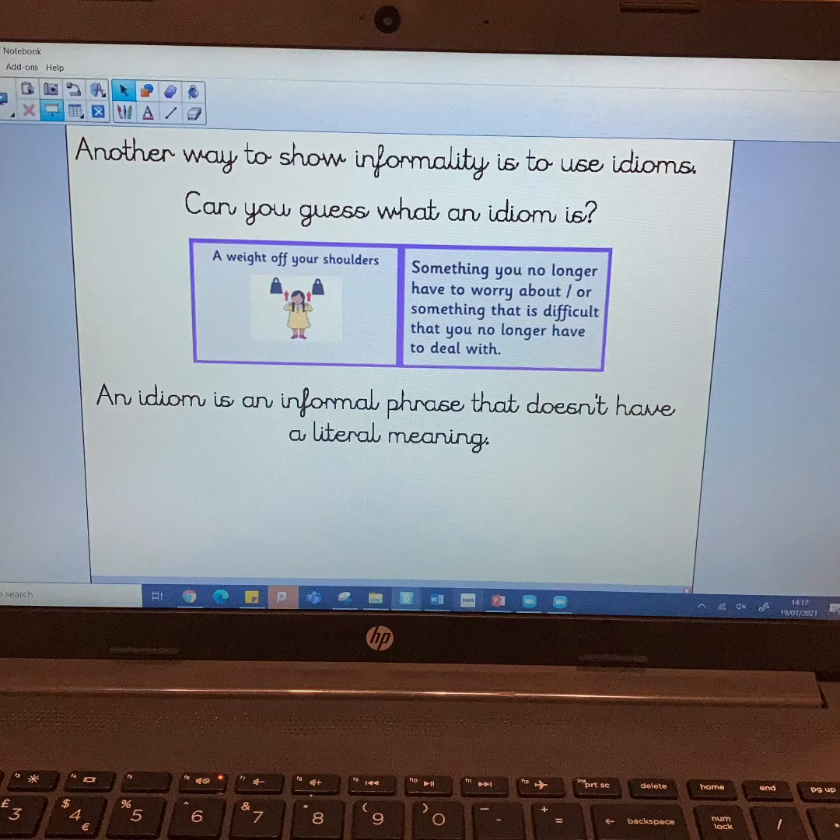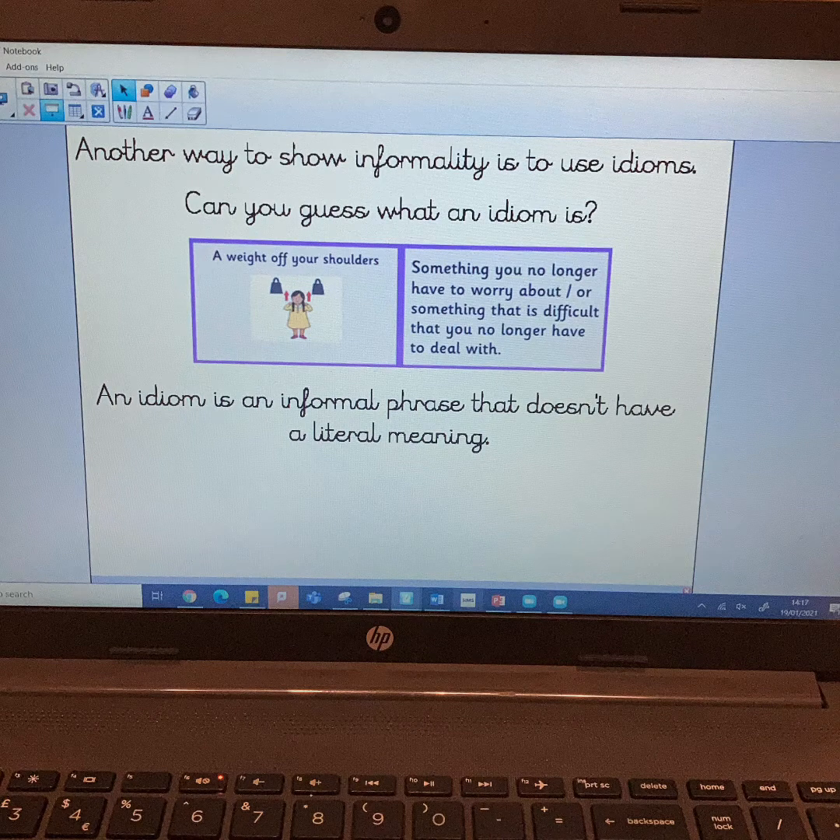Well, an idiom is an informal phrase that doesn't have a literal meaning. Okay, so I want you to write that down into your purple book. Idioms are an informal phrase that don't have a literal meaning.